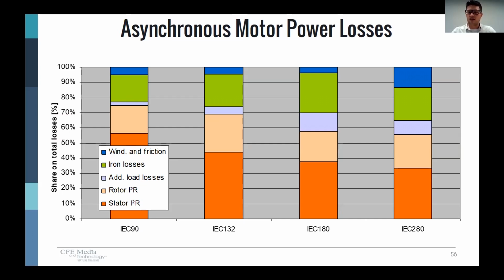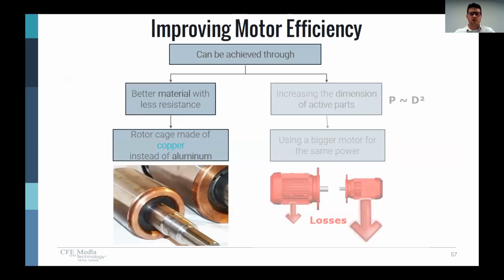If we look at the other losses though, like copper losses, if we attack those areas, we can make a big difference. So how can we attack those losses and how can we change the efficiency of this asynchronous motor? Well, there's two major ways. The first way is to use better materials. A lot of asynchronous motors have an aluminum squirrel cage in the rotor, and the aluminum has a little bit higher resistance than copper. So if you use copper, which is a better conductor, you can make the rotor out of it and reduce the I²R copper losses on that rotor.